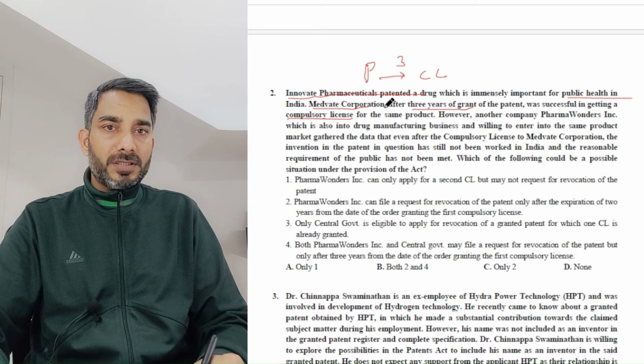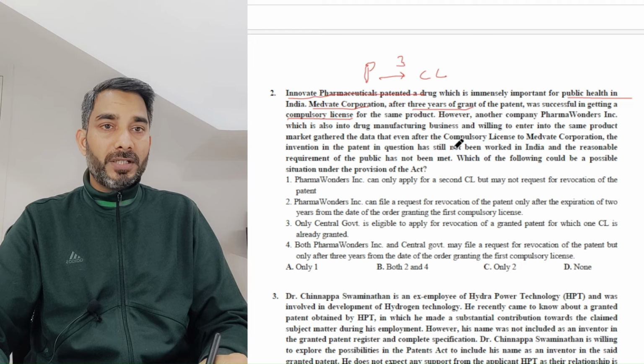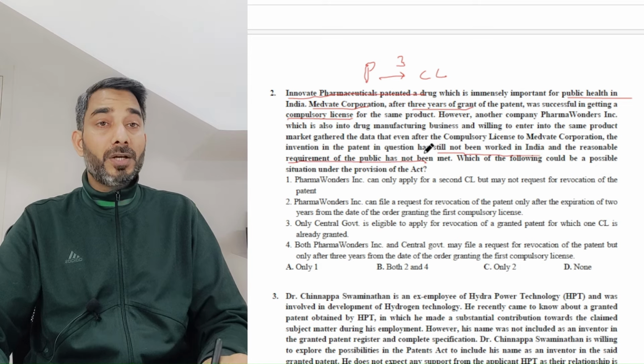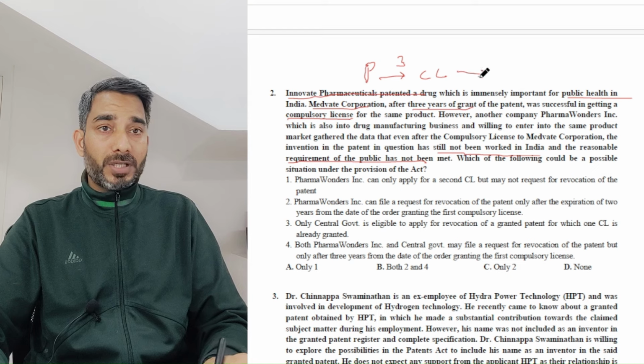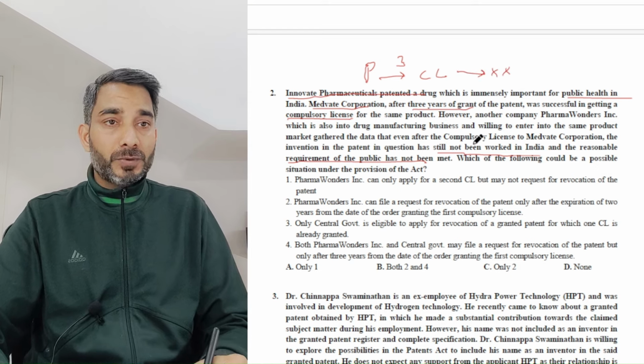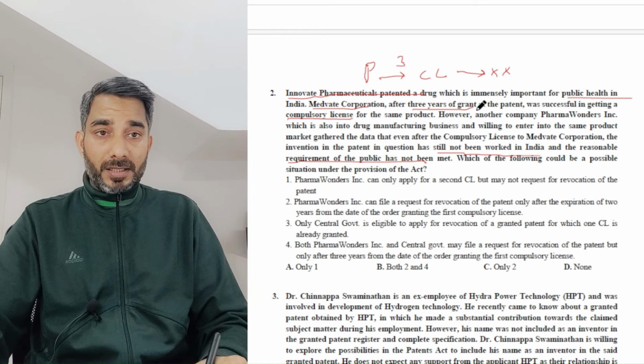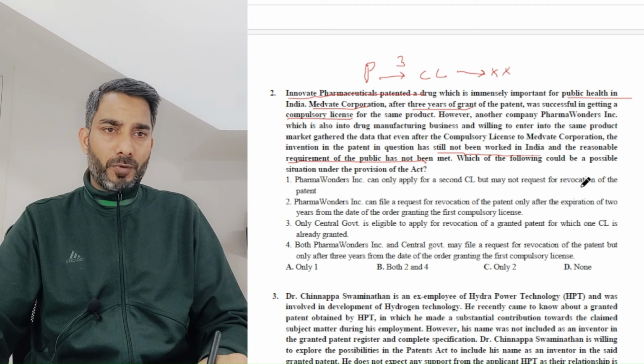Another company, Pharma Wonders, is also into the drug manufacturing business. Same product. The question is still not been worked in India. So they identify that it's still not been worked in India and the reasonable requirement of the public has not been met. So after CL also the conditions are not justified or met. So what happens around that time? Somebody else can come and ask for CL, can only apply for CL, but may not request for revocation.